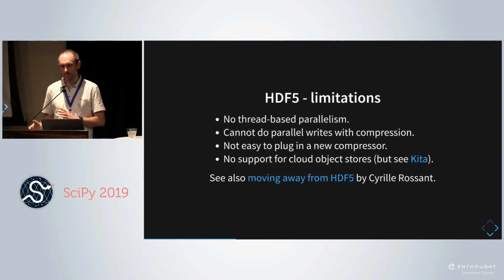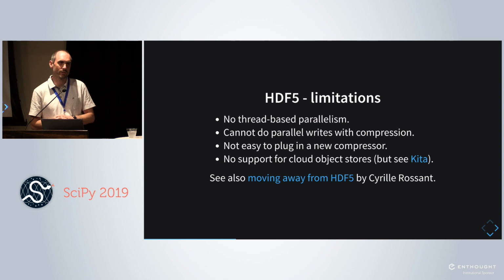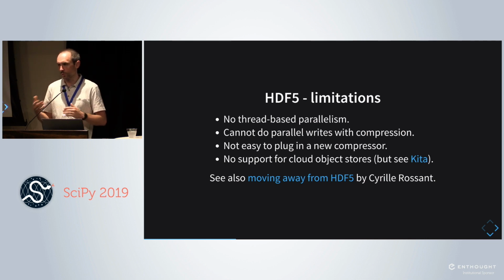But as we started to scale up, you start to hit some of the limitations that exist with HDF5. So some of these are, there's no support for thread-based parallelism. You cannot do parallel writes with compressions. If you're compressing your data, you cannot write in parallel different chunks of your data. It's not very easy to plug in a new compressor, and there were some compressors that I wanted to play with, but I'm not a C coder, so it was not straightforward for me to do. And at the time, there was no support for using HDF5 in the cloud, although more recently there is this new work from the HDF group called Kita, so that's definitely worth checking out.